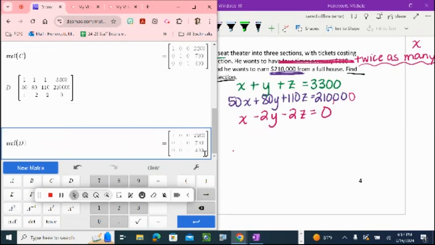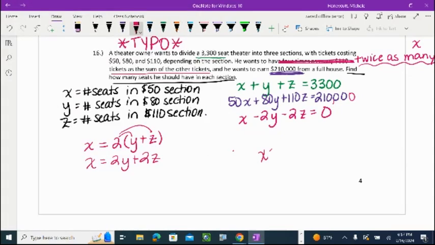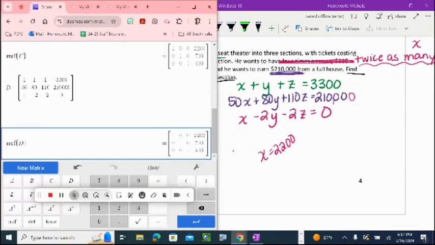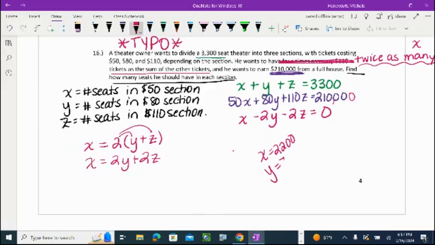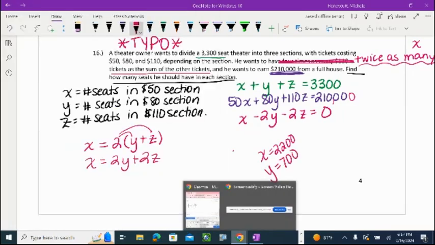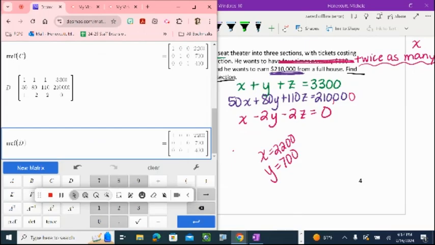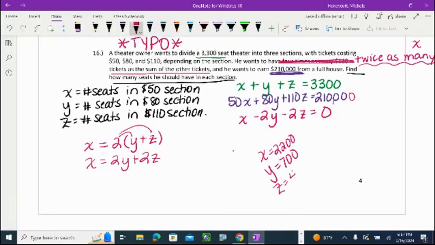And that's how many tickets we have. So we're going to have 2,200 for X, 700 for Y, and 400 for Z. So 2,200 seats in the $50 section, 700 seats in the $80 section, 400 seats in the $110 section. So there we go.